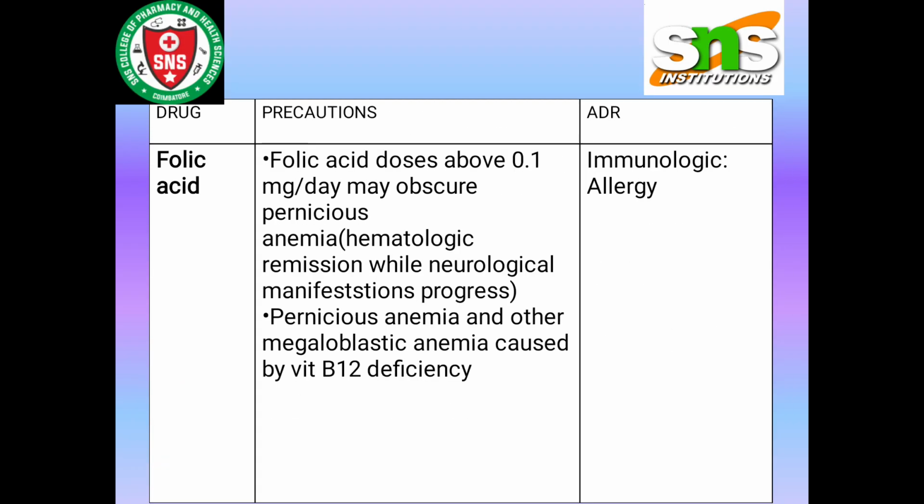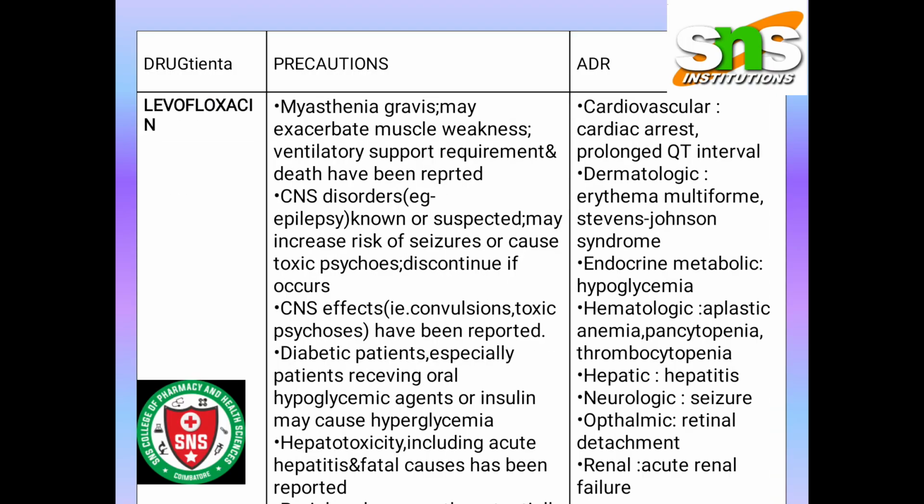reproductive: priapism. And folic acid precautions: folic acid doses above 0.1 mg per day may obscure pernicious anemia, with hematologic remission while neurological manifestations progress. Pernicious anemia and other megaloblastic anemias are caused by vitamin B12 deficiency. ADR: immunologic, allergy.